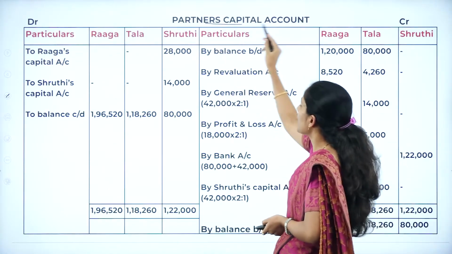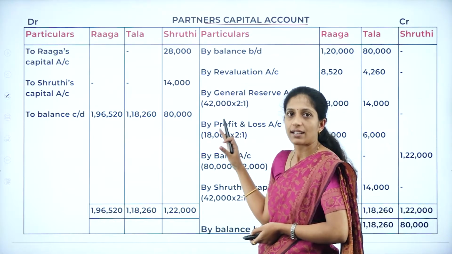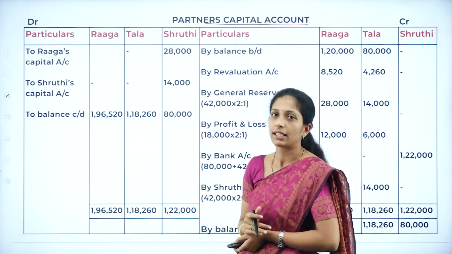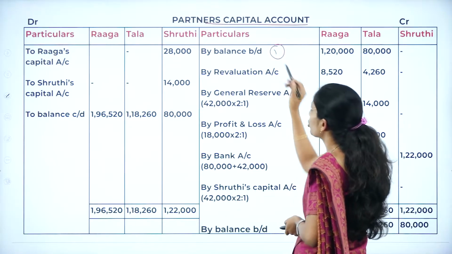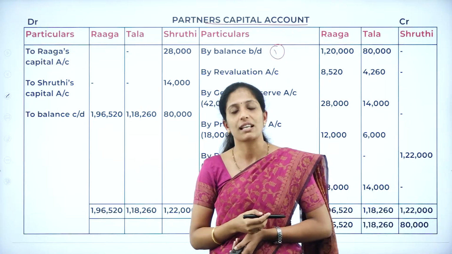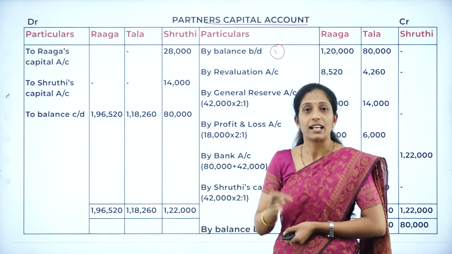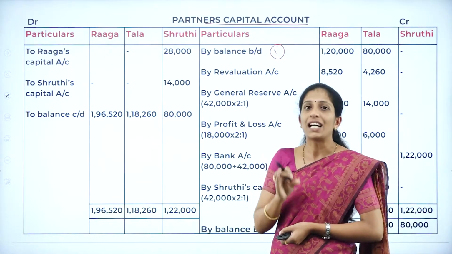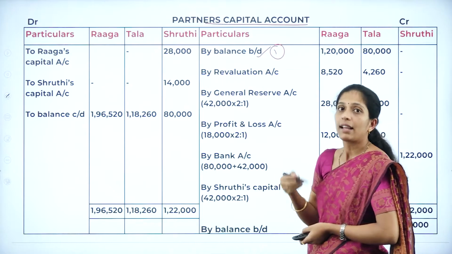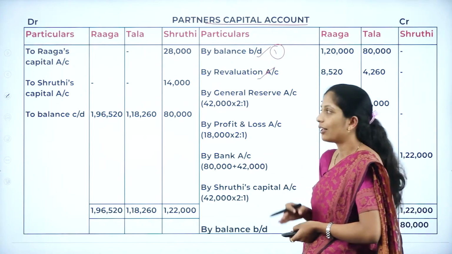Next is partners capital account. Here you will draw a column for each partner and you will prepare each partner's capital account in both debit and credit side. Your first item to be recorded is the capital of the old partners which is given in the balance sheet before the admission of a partner. So bring the capital as by balance brought down. Next you will bring the revaluation account balance. It may be either profit or loss.